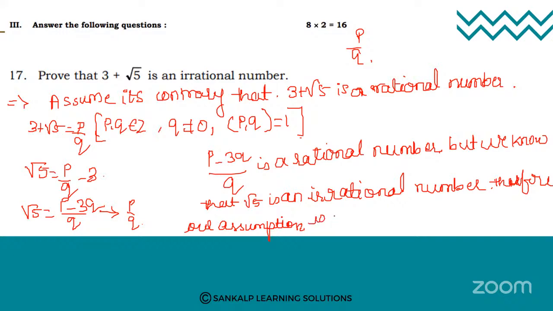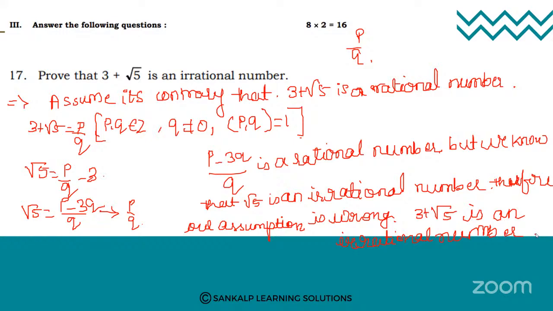Our assumption is wrong. 3 plus root 5 is an irrational number. So this is for 2 marks.